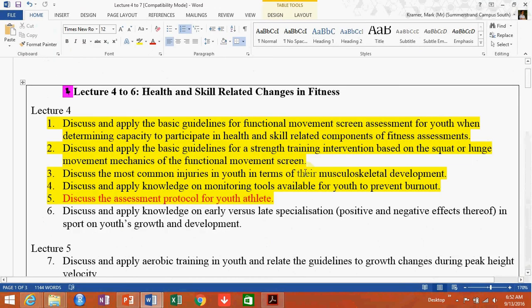Injuries in youth. What are the most common injuries in youth, and the basic guidelines for interventions for at least a squat and a lunge. I'm not talking about push-ups. I'm not talking about rotatory stability. We're not going to go into that. That you'll do next year.